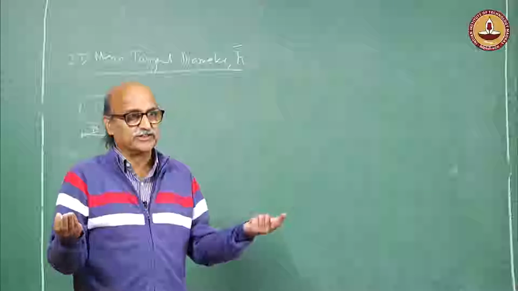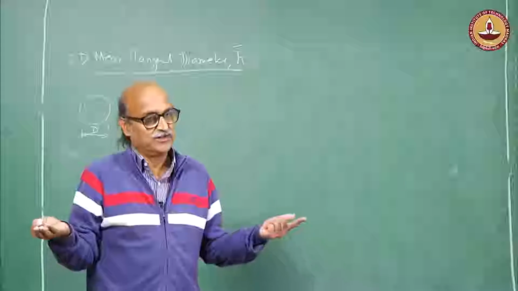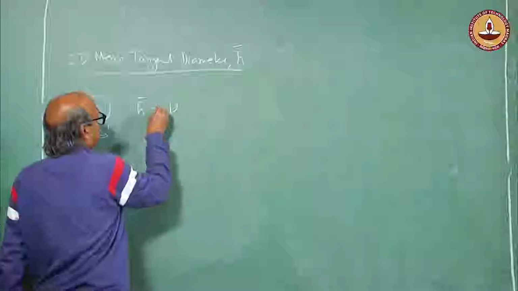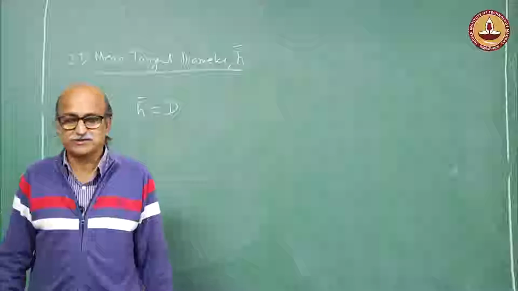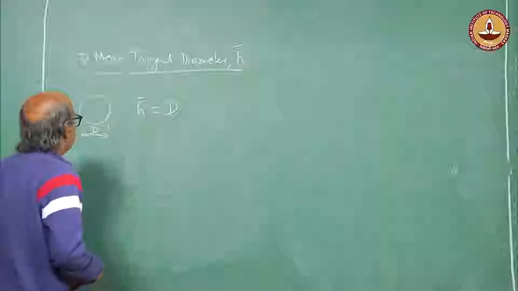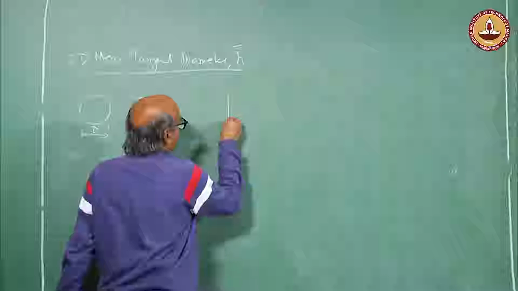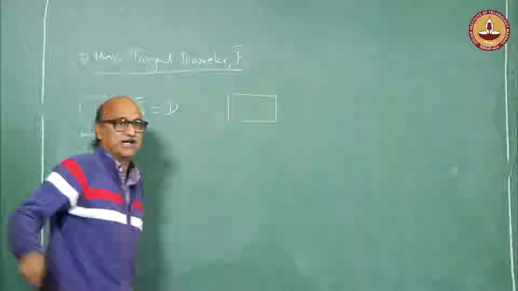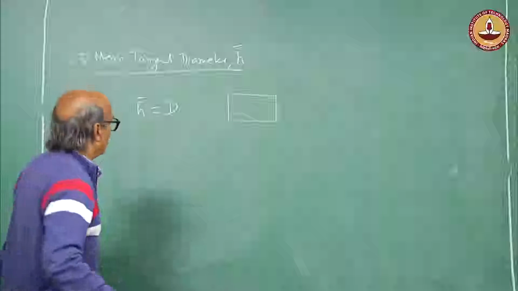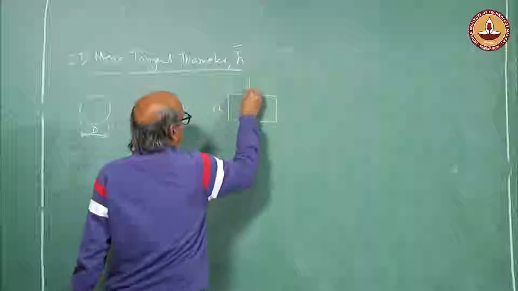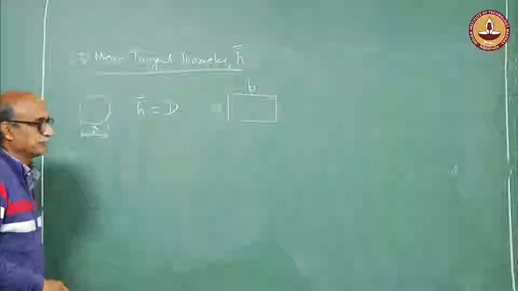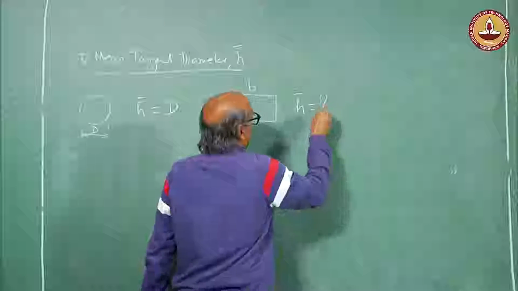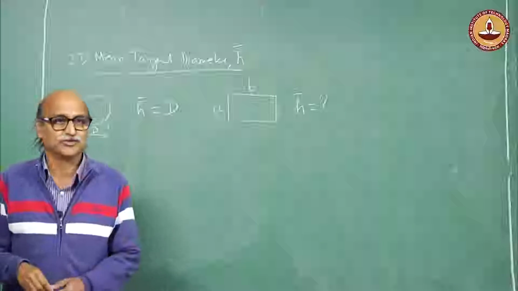You take any orientation, it remains as d. So, if you take an average, it will remain d. So, it will be the diameter of the circle. Now, let me consider another object. Let us consider a rectangular object of dimensions a and b. What is the mean tangent diameter for this object?